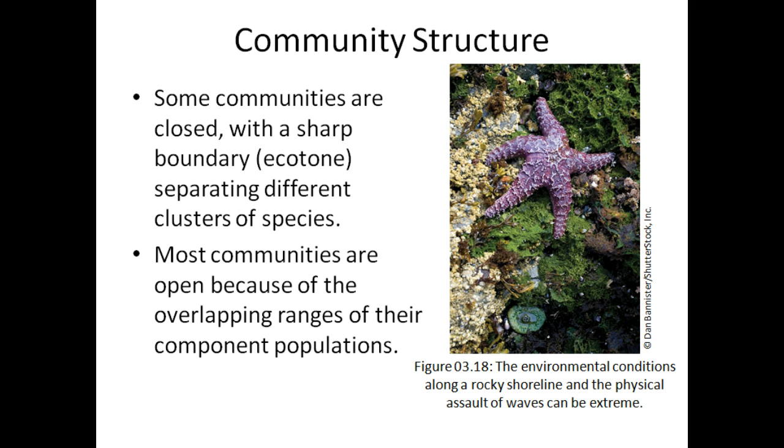Some communities are closed with sharp boundaries or ecotones separating different clusters of species. For example, water, land boundaries, forest versus cleared land, mountain ranges, all can create ecotones or boundaries where species cannot tolerate abrupt changes in the environment so they don't overlap. However, most communities are open because of the overlapping ranges of their component populations.